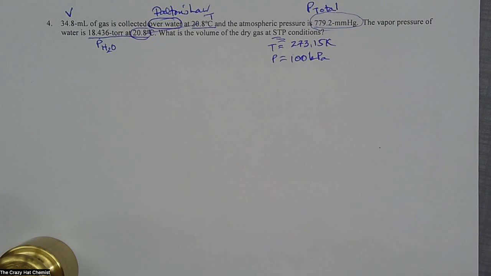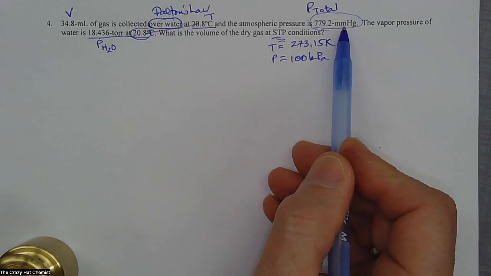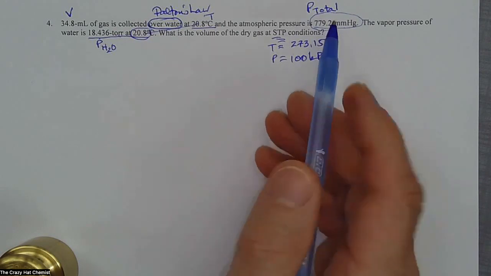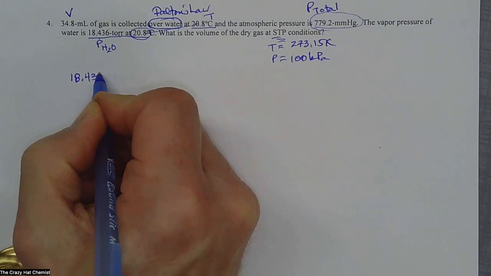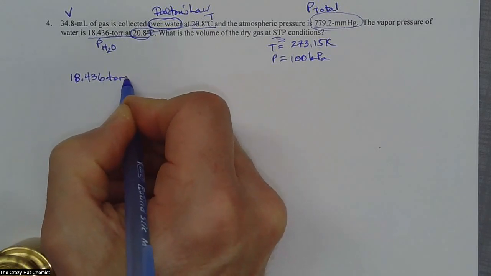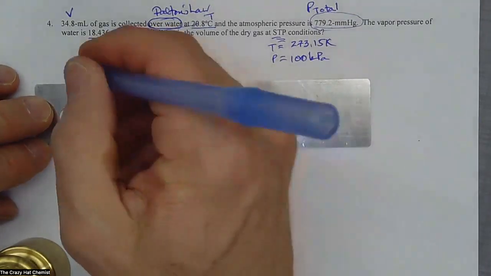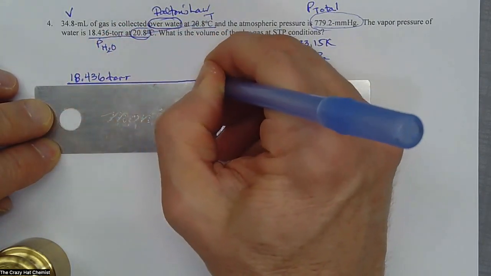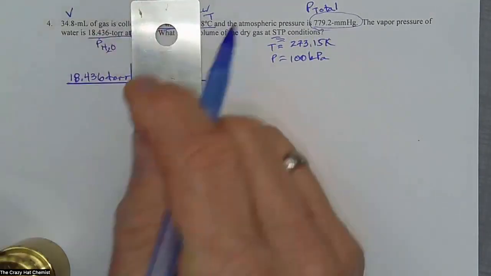All right, so, well, golly, what do we need to do here? This pressure is in torr and this pressure is in millimeters of mercury. So I need to convert this torr into millimeters of mercury. That's probably the easiest thing to do here. So I'm going to have 18.436 torr, and I'm going to convert this into millimeters of mercury. Now, some of you can actually do this right in your head. You're saying, why are you actually writing this out? Well, I want to make sure that everybody understands how to do this problem.